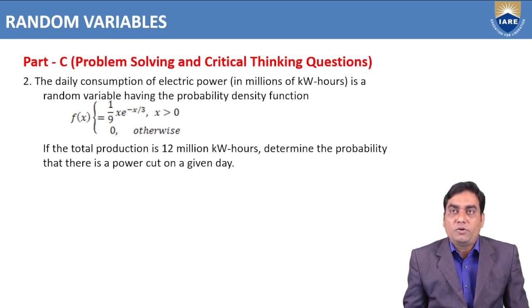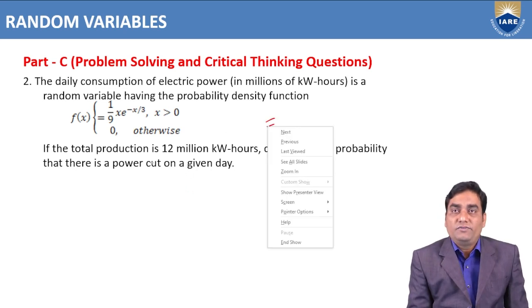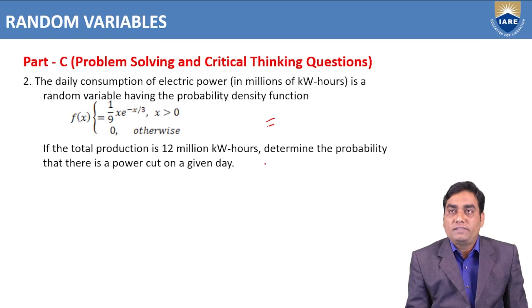Now here also the same concept. But in the description he has given that the PDF is given. If the total production is 12 million kilowatt hours, determine the probability that there is a power cut on a given day. The same concept you can do.